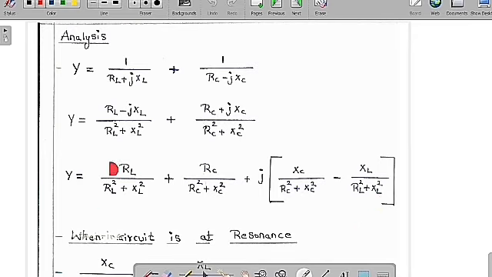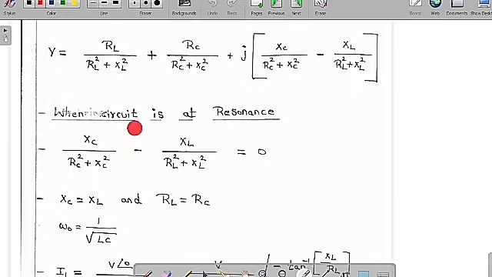So we are going to get the overall admittance of the circuit in terms of the real part and also the imaginary part. Now we are going to study the condition when the circuit is at resonance. When the circuit is at resonance, what things are going to happen? We are going to study only those conditions at which the circuit is at resonance. Whenever the circuit is at resonance, it means the circuit is purely resistive.